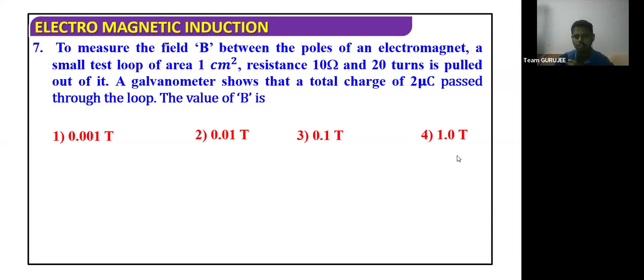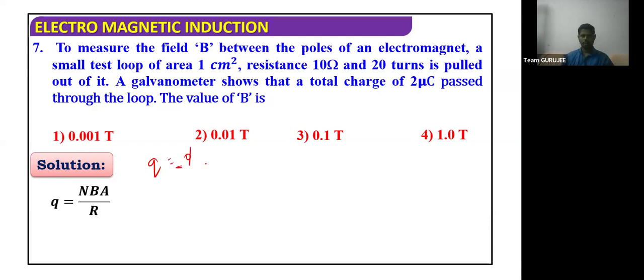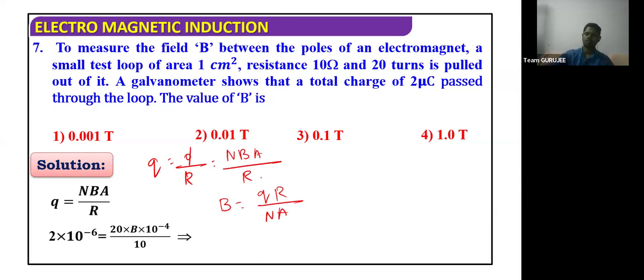Already we used Q is equal to Φ by R. This formula Q is equal to Φ by R, I already derived in this class. Φ is equal to N B A divided by R. We have to find B. Therefore, B is equal to Q into R divided by N into A. Then substitute and find the answer.